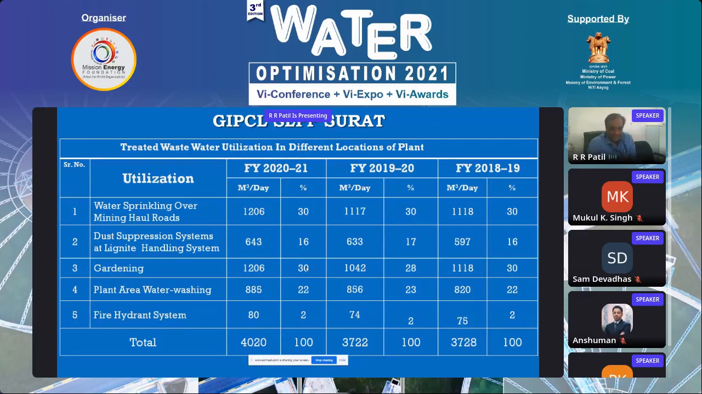For the dust suppression system at the lignite handling system, we are using 16% of the water. For the gardening system, we are using 30% of the generated wastewater. Plant area washing utilizes 20 to 23%, and the fire hydrant system only 2%. So the total treated water utilization on average is 3800 meter cube per day.